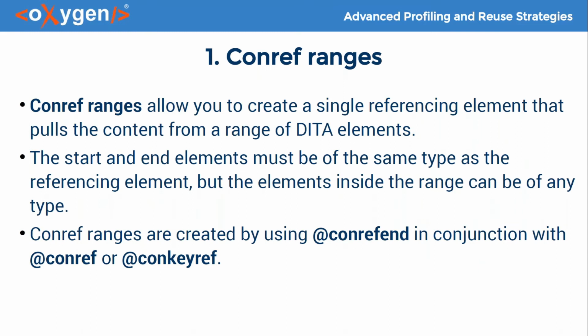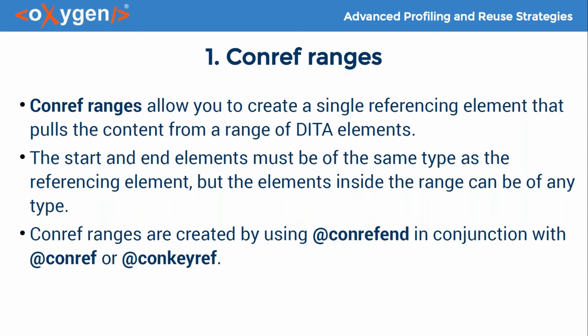So the first concept for today is about Conref ranges. We already know how to create content references, but until now we created them in, let's say, a one-to-one manner. So we had one referencing element and one referenced element. Conref ranges allow us to create a single referencing element that will pull the content from multiple data elements, from a range of elements actually.